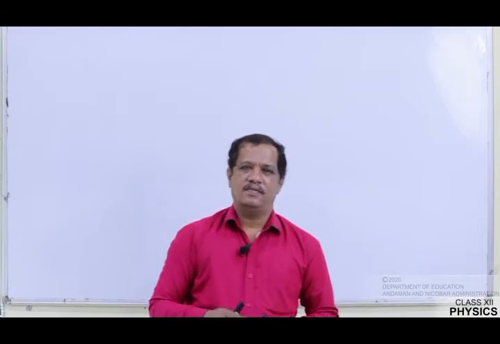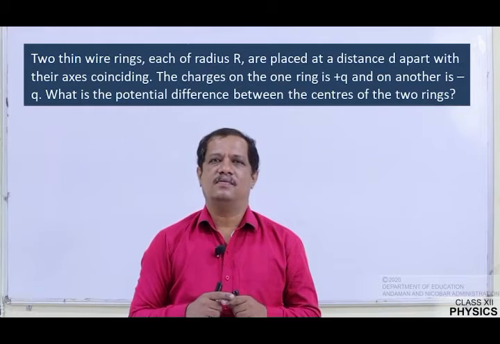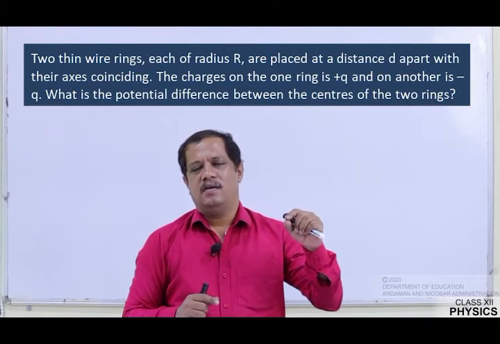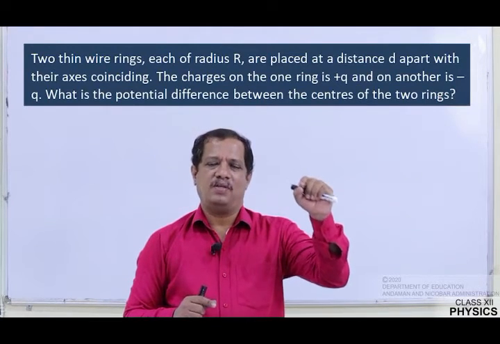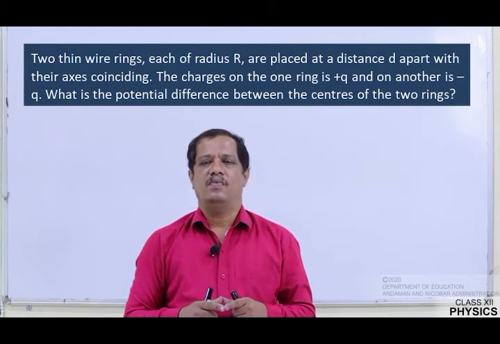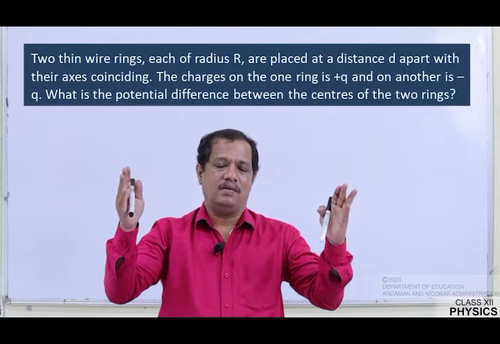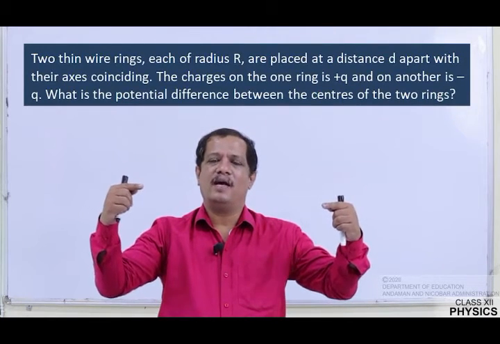The next problem is, I have two rings of equal radius. One ring is charged with plus Q, the second ring is charged with minus Q. The two rings are separated by a distance of d in such a way that the two rings have a common axis.